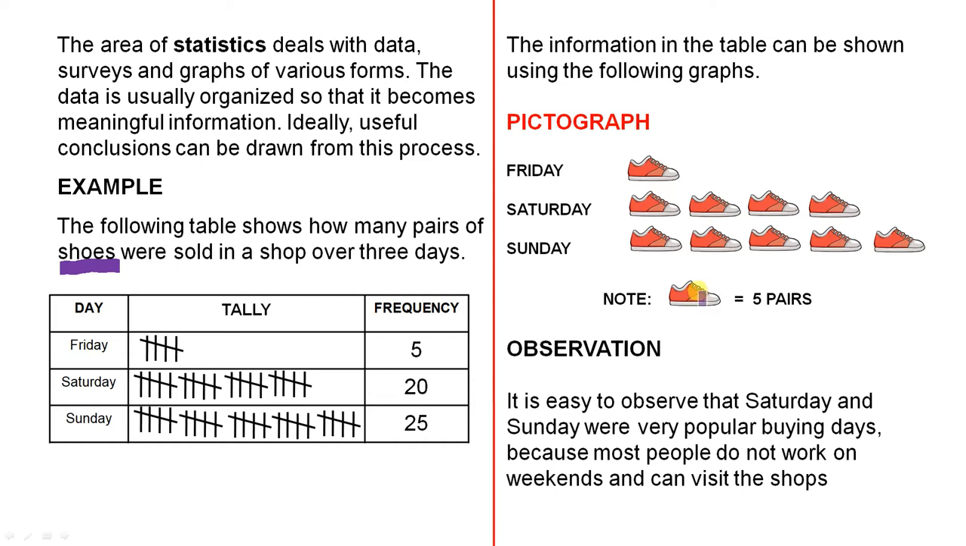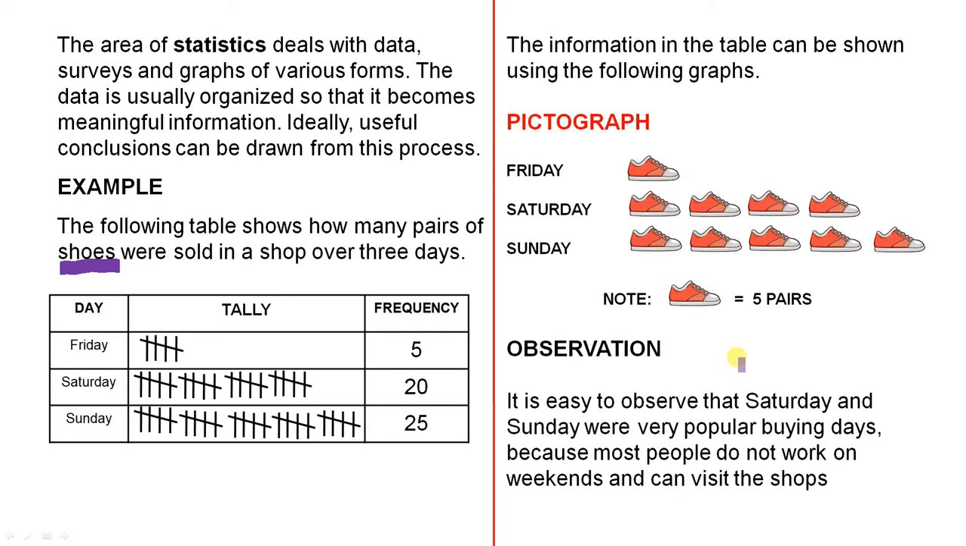So in other words, if we let one shoe represent 5 pairs, on Friday we sold 5 pairs, so there's 1 shoe. Saturday we sold 20, so that's 5, 10, 15, 20. So you have 4 shoes. And on Sunday you sold 25: 5, 10, 15, 20, 25.